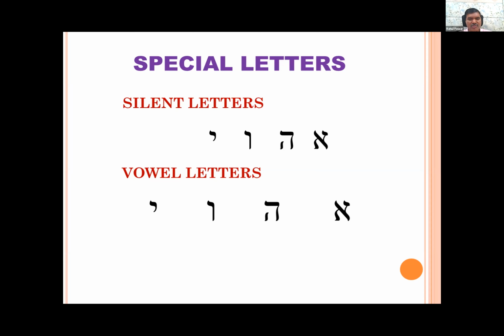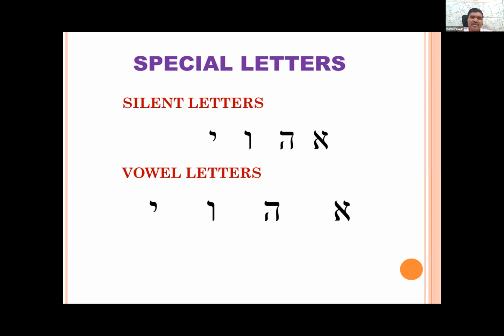Now, we know the vowel pointing. So, Olam, if you put a dot above, it gives the O sound. If the dot is in between, in that Vav, then that is Shureq. So for O and U class vowels, this Vav is used. And for E and I class vowels, Aleph and Yod are used. So these four letters were used in ancient time as vowel letters.